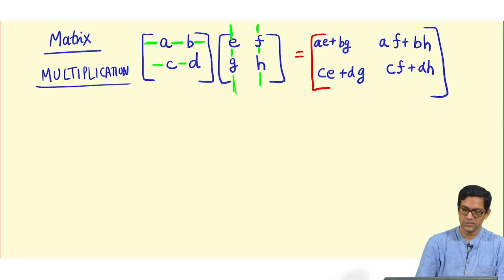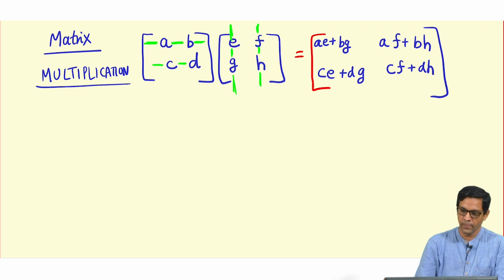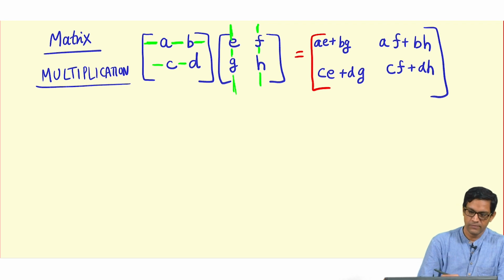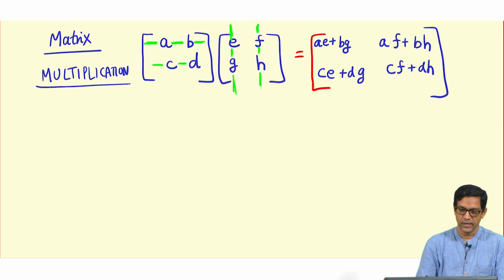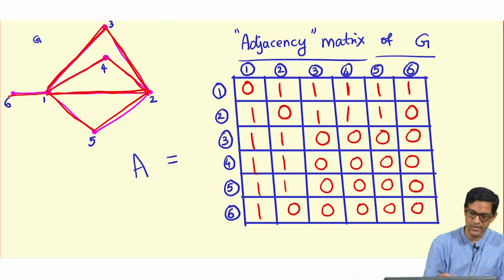Okay, so this is somewhat strange if you have not seen it before, but it is a completely natural operation in the world of matrices, and the matrix multiplication operation becomes rather interesting when you apply it to the adjacency matrix of a graph. So let us just try and see how we would do this to the adjacency matrix that we wrote out here.